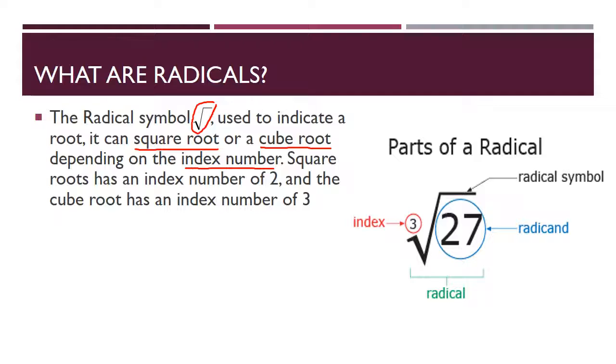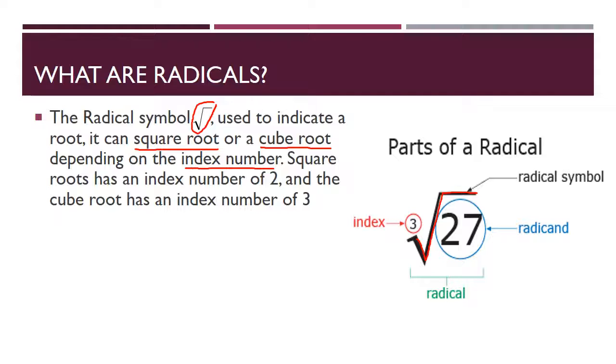This is an example of a radical here to the right. We have the radical symbol, which is right here. And then we have the index number that indicates what kind of root we have in this situation. Since the index number is 3, that means we have a cube root. If the index number is not there, that means we're talking about the square root.